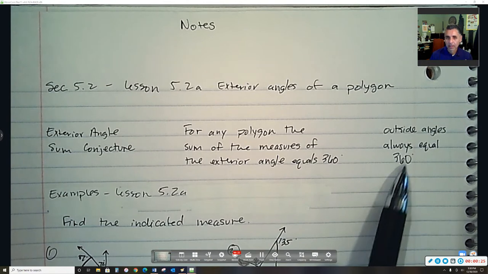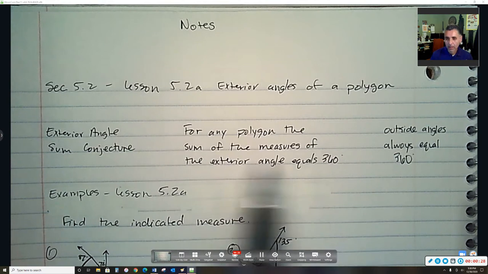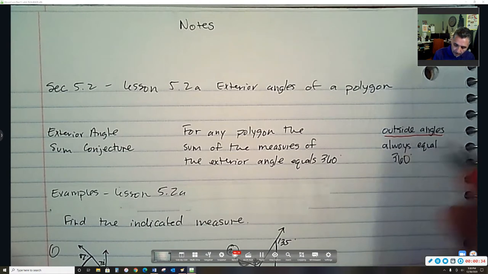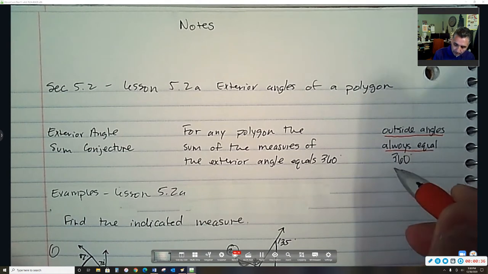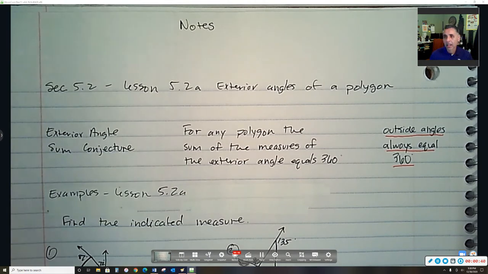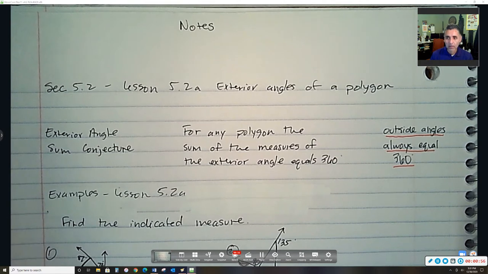Okay? So you guys take a minute to copy all this. But it doesn't matter if it's a triangle, a square, a pentagon, a hexagon, a heptagon, an octagon, a nonagon, or a decagon. The outside angles, if you add them up, they always equal 360. Okay? Easy. So copy this. I'm going to move on to the examples.